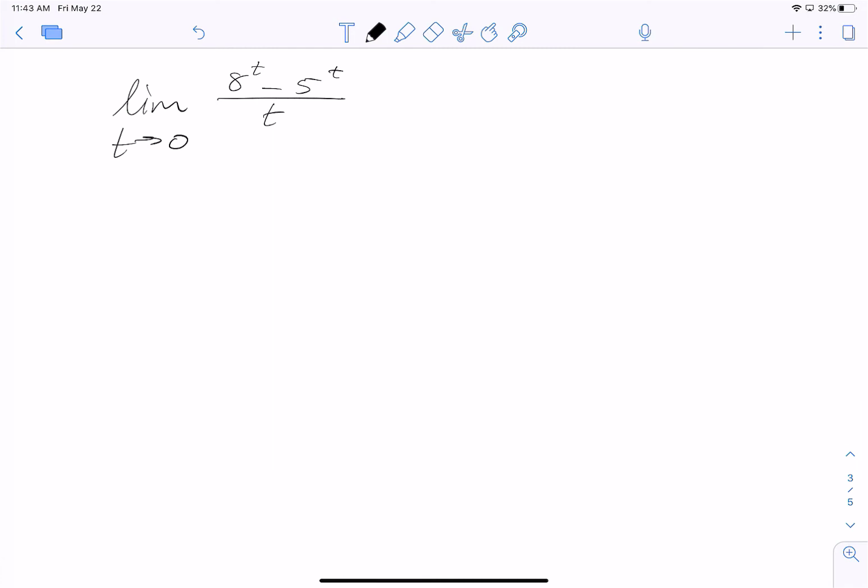Looking at the limit as t approaches 0 of (8^t − 5^t)/t, we see that we have to apply rules for differentiating exponential functions with a base other than e. With that in mind, I'd like for you to pause the video and see what you can do with this.